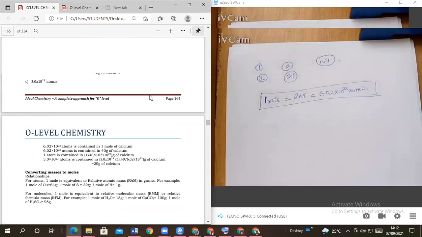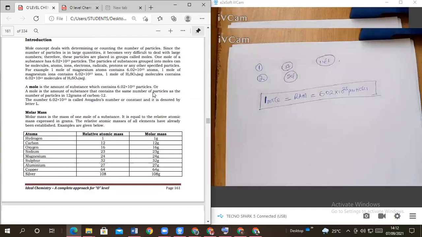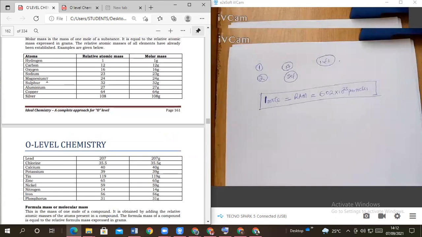We had a table with these numbers. 1 mole of magnesium is 24 grams. So this number of grams contains 6.02 times 10 to the power 23 particles. Silver is 108 here, so 108 grams of silver has this number of particles. That's the relationship you have. As long as you have the relative atomic mass of that substance, you can get the number of particles present. And also if you have the grams, you can get the number of moles that substance has.